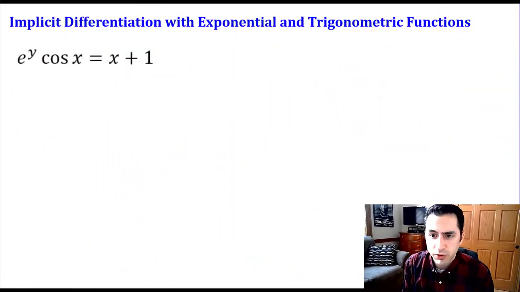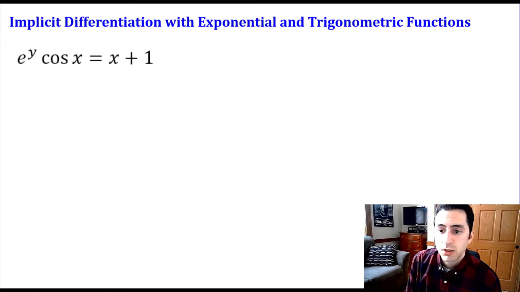So here's my example: e to the y power times the cosine of x is equal to x plus 1. And again, this is defined implicitly. It's an equation that's defined in terms of x and y. So the first thing, we're going to take the derivative with respect to x of both sides of this equation. So d over dx, and we'll take that of both sides.